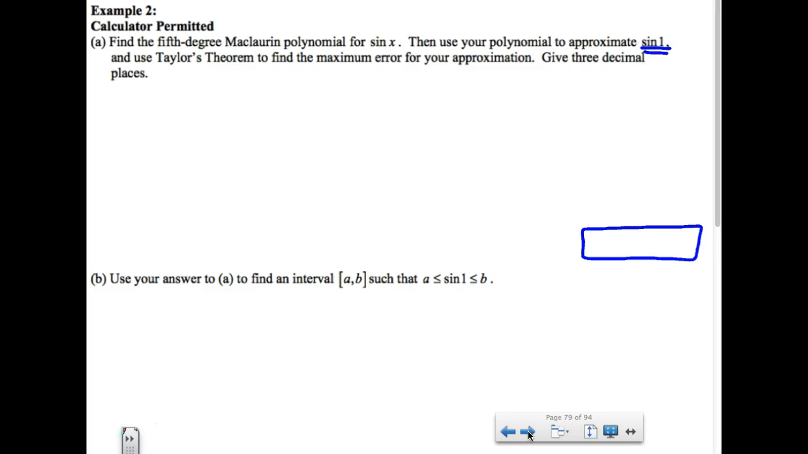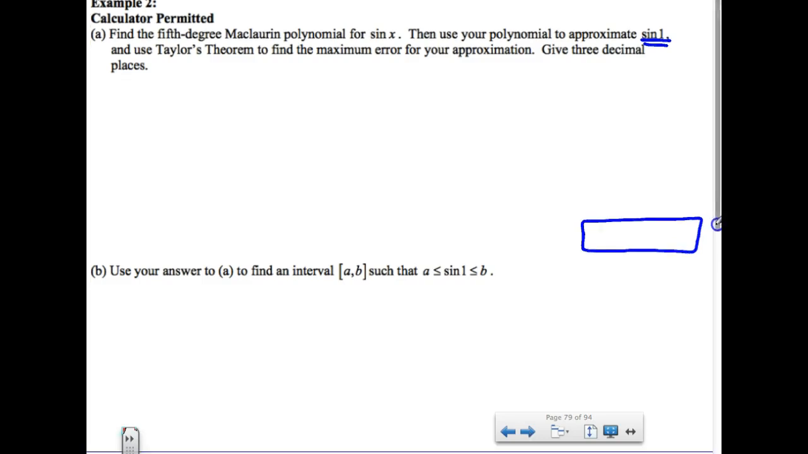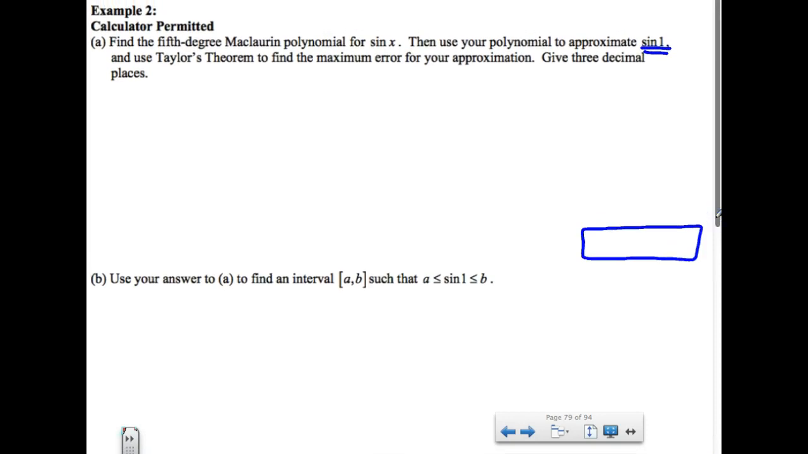Now, this process is used in some higher levels of science when they have some function that they can't wrap their brain around, and they try to find a polynomial that mimics it with a certain amount of accuracy. So it says 5th degree Maclaurin, so my center is at 0, polynomial for sine of x. Let's go do that right now. We should have that memorized.